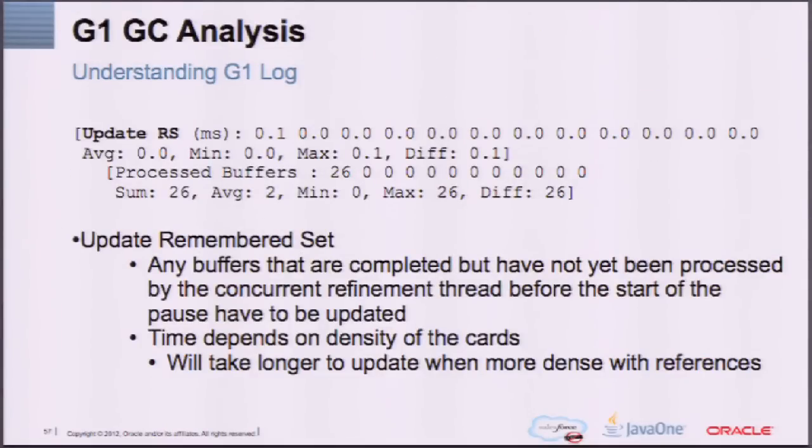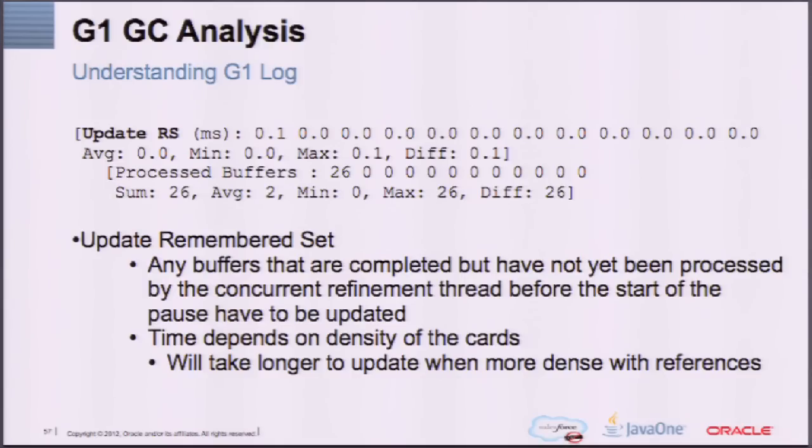Update RS is update remembered set. Any buffers that are completed but have not yet been processed by the concurrent refinement thread before the start of the pause have to be updated, right? So the time depends on the density. So it's coarse or fine or whatever. If it's coarser, guess what? It'll take more time to update those remembered sets. So yeah, that's what it says here.